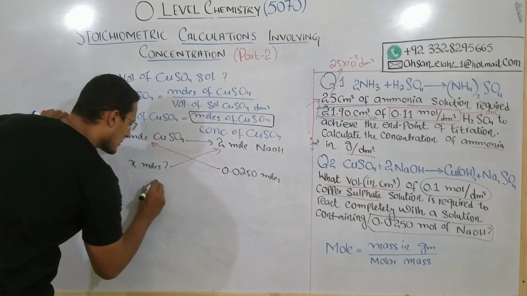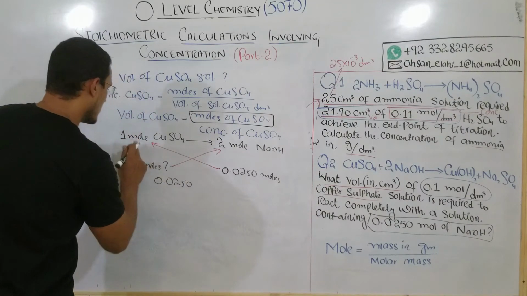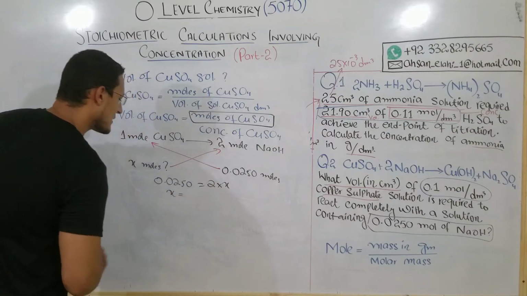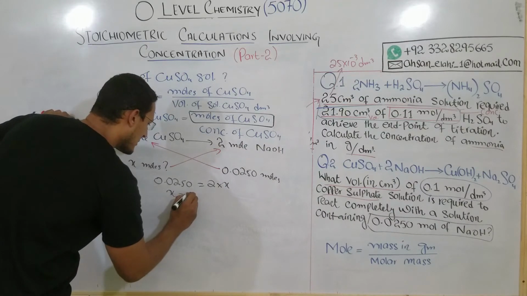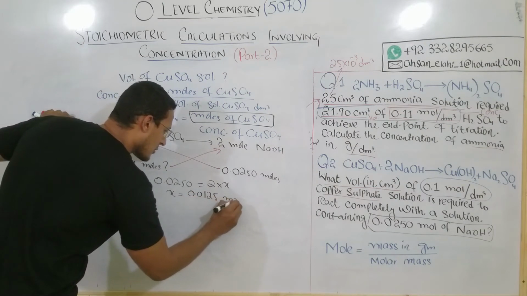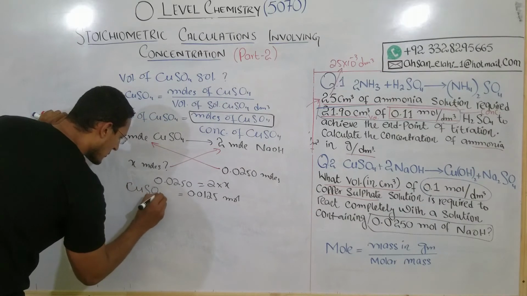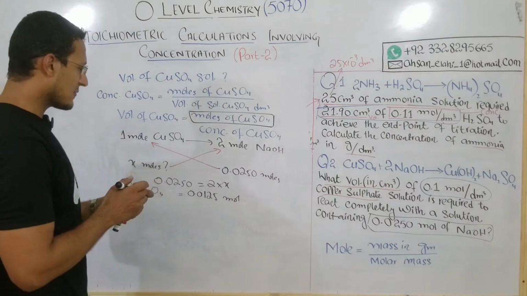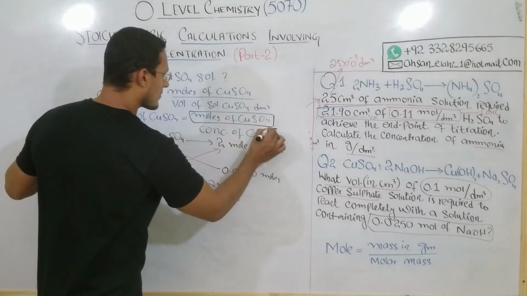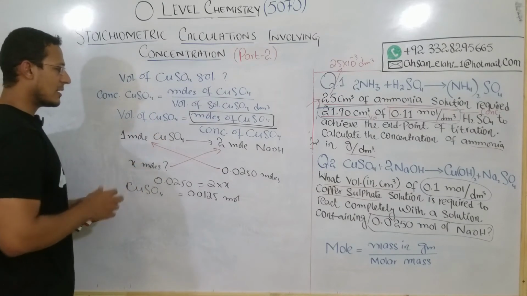So 0.0250 and 2 multiplied by x. So x, which is the number of moles of copper sulfate, will become equal to 0.0125 mole. So we got the moles of copper sulfate. So we will put the moles of copper sulfate here and the concentration here. We will get the volume of copper sulfate in dm cubes.